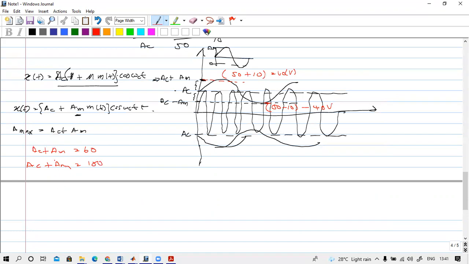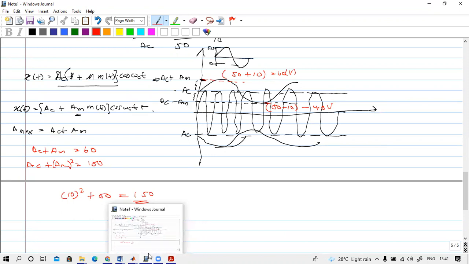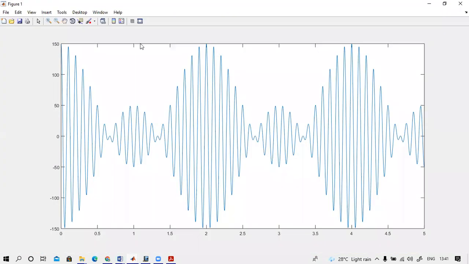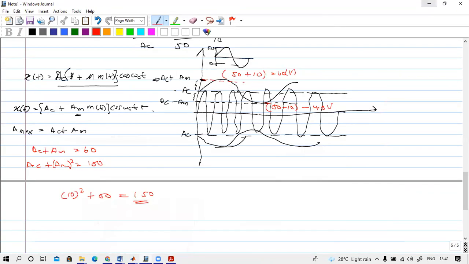What happened there? This AM is squared, okay? So 10 is squared plus 50, we get 150, correct? Did you understand what I told you? Here we got 150. Actually, what happened? This AM is squared. Okay, why is this AM squared?